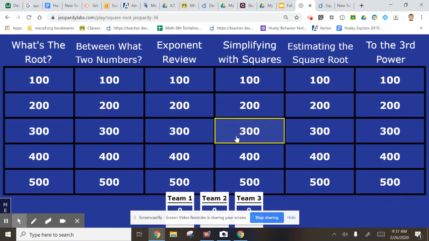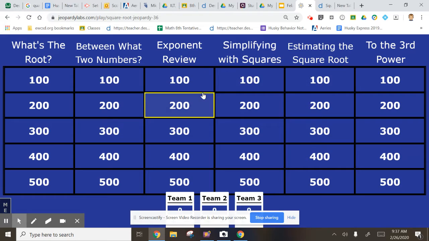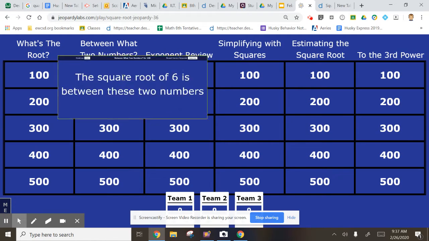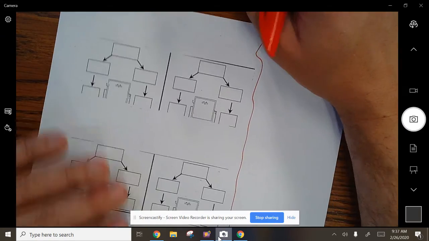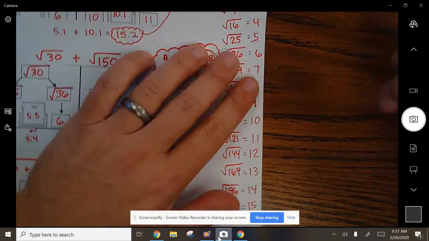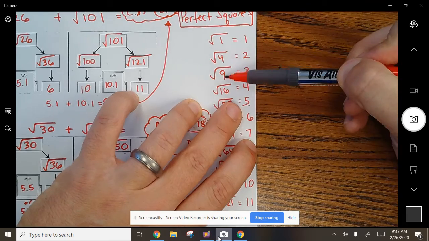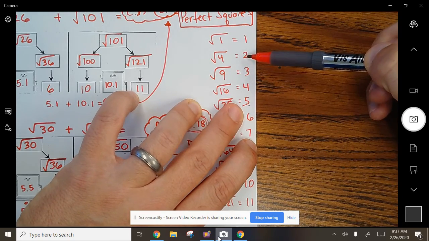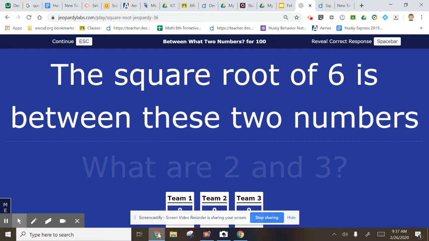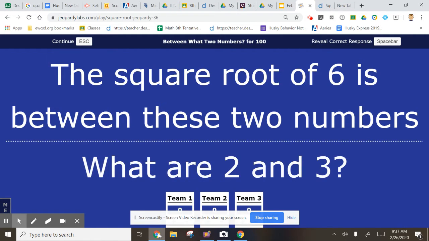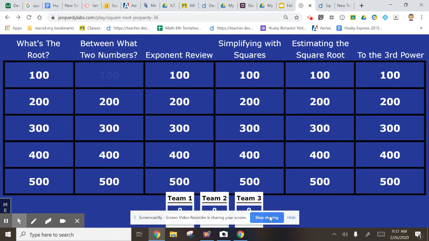So if you're going to start your Jeopardy, there's a lot of categories, but some of these go really fast. Like this one, between what two numbers? The square root of 6 is between which two numbers? Square root of 6 is between 2 and 3. So your answer here, 2 and 3. Okay. So take your time on that.